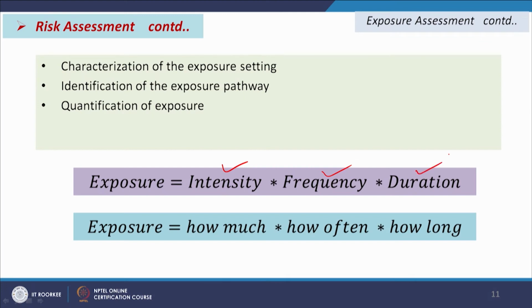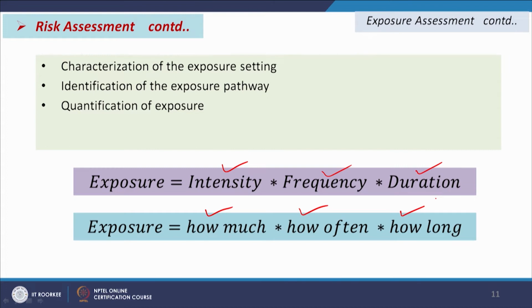Intensity into frequency into duration. What is the intensity, what is the frequency and what is the duration? That means how much, what is the concentration of the chemicals, how often I am in contact with, and how long I am considering that.